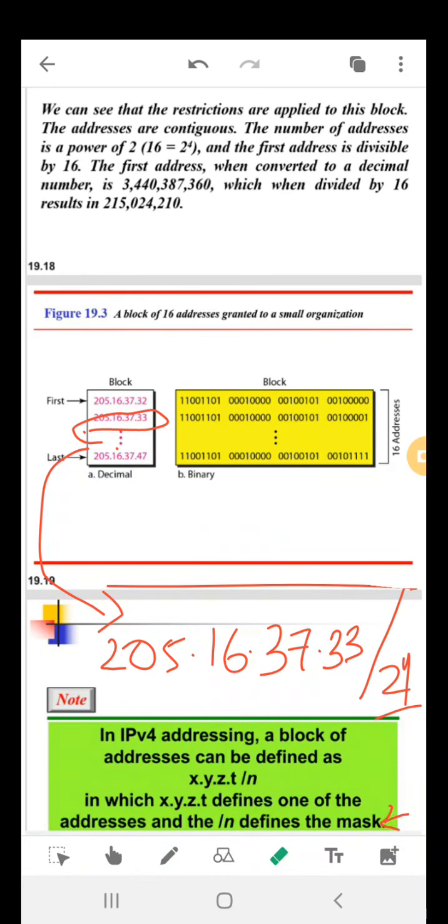So in case of classless addressing, this mask address will be written like this, that is /n. So any IP address of that block is written as x.y.z.t/n. This is how we need to write it, and this n represents the mask address. So this n is nothing but how many 1s there are in the mask address, and the mask address will have successive 1s followed by 0s.